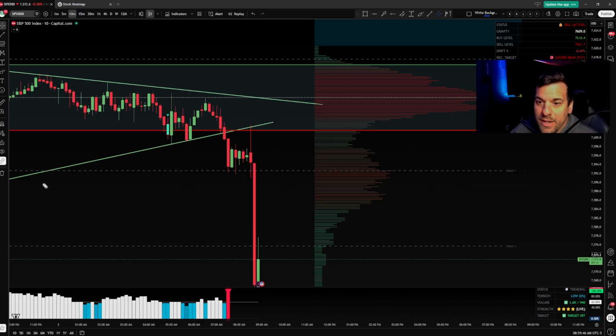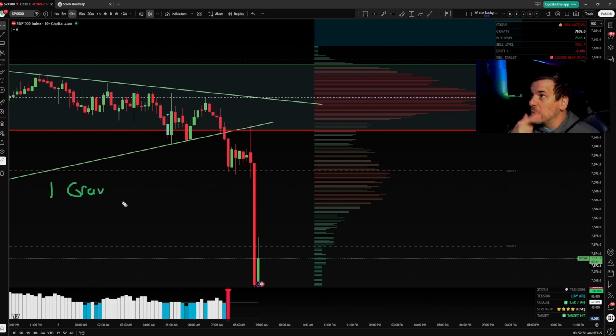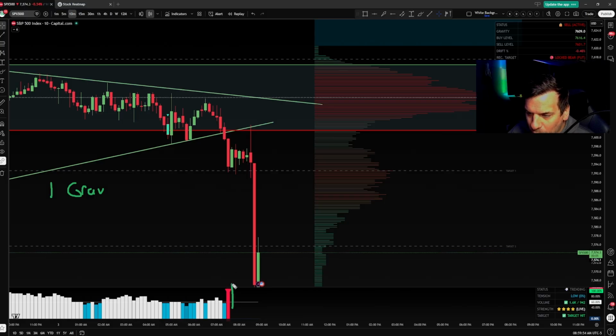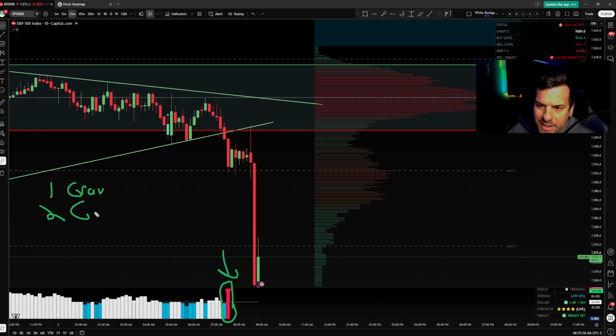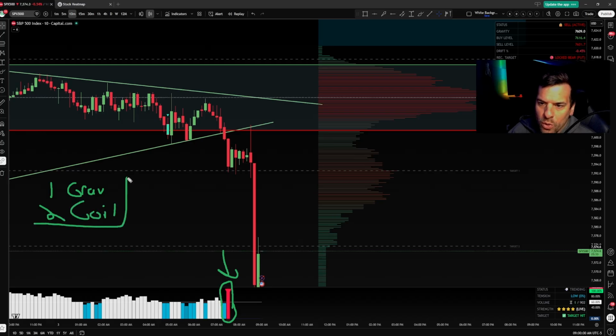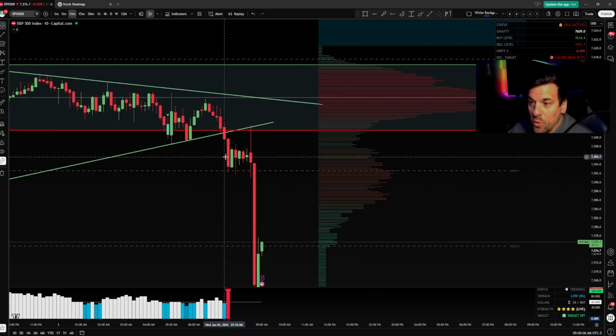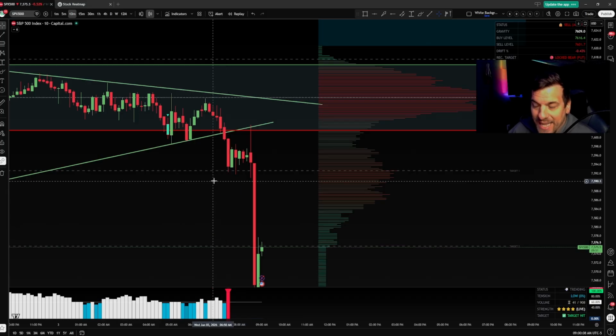So number one is the gravity, G-R-A-V. And then number two, we're going to wait for this arrow down here. You see this red arrow. This is my coiled spring system. So that's coiled, and that is number two. So we get two of those. That is where we are interested in a sell position.